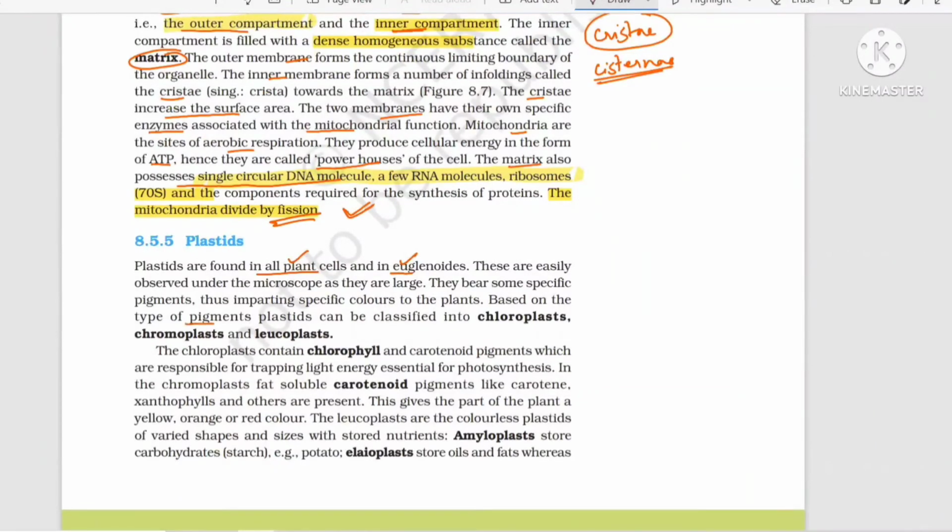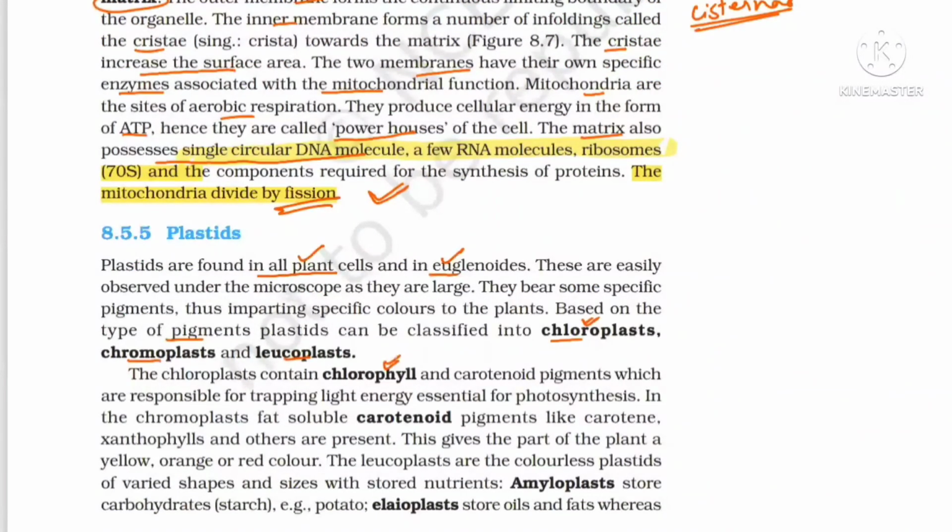Now, depending upon the pigment, they are classified as chloroplast, chromoplast, and leucoplast. Chloroplasts are the ones which will have chlorophyll and carotenoids. Is it clear? And chromoplast will have carotenoids. But both chlorophyll and carotenoids are lipid soluble. So chloroplast contain chlorophyll and carotenoids, which are responsible for trapping the light. Chromoplast contain carotenoid, which is fat soluble, and two types are there, carotene and xanthophyll. Leucoplast is colorless. Now, leucoplast is of three types.